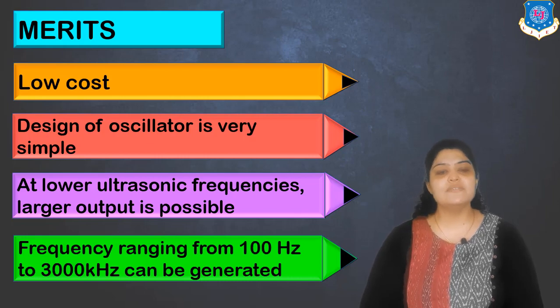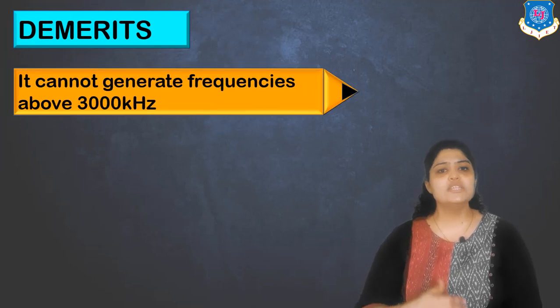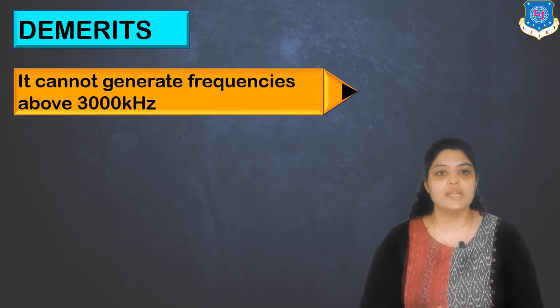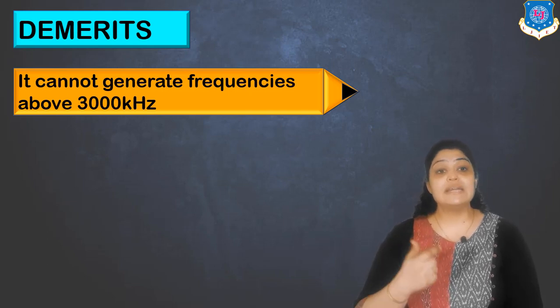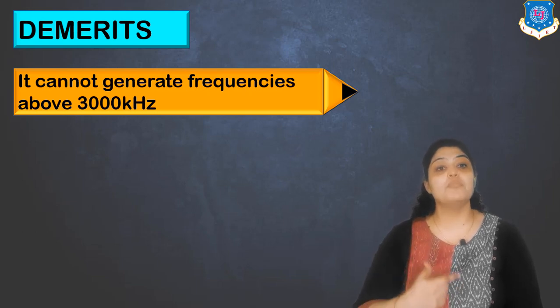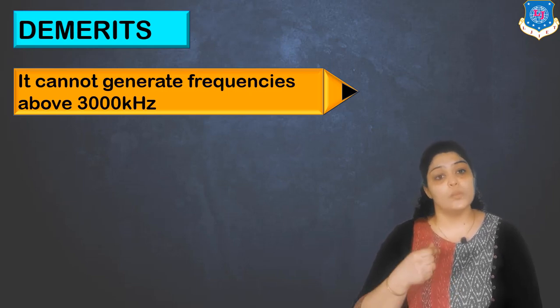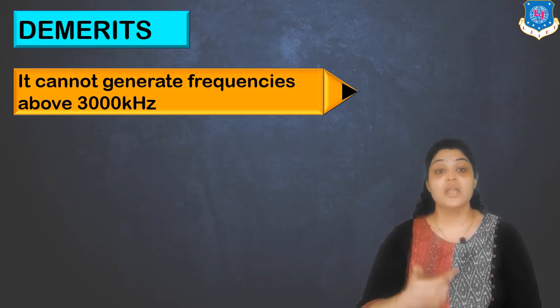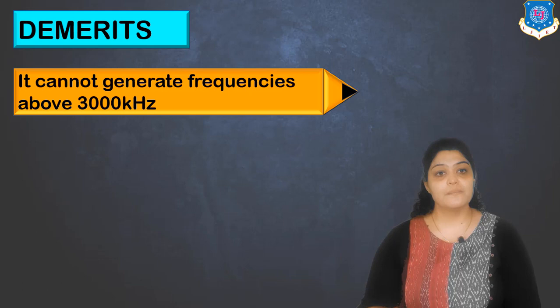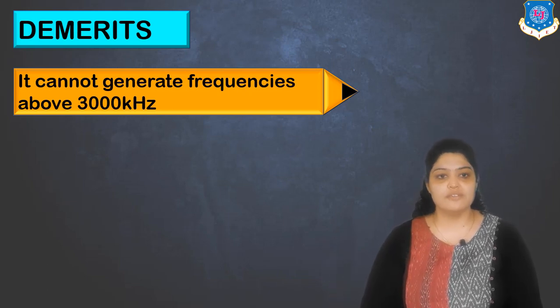Now let's discuss some points related to the demerits or disadvantages of this oscillator. It cannot generate frequencies above 3000 kHz, because you have seen in the formula that frequency F is inversely proportional to the length of the rod. So if I take the length of the rod very small, I would get very high frequency. But if the length of the rod is very small, how will I wind the two coils? So there is a limitation, and due to this limitation, frequencies of not more than 3 MHz can be achieved.